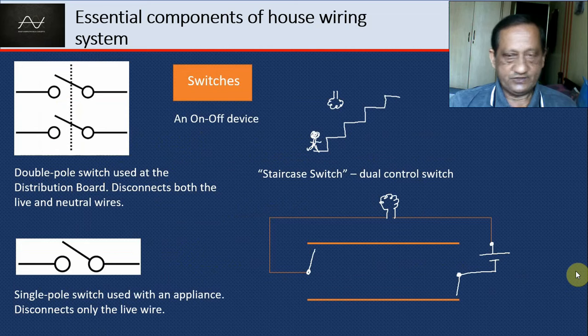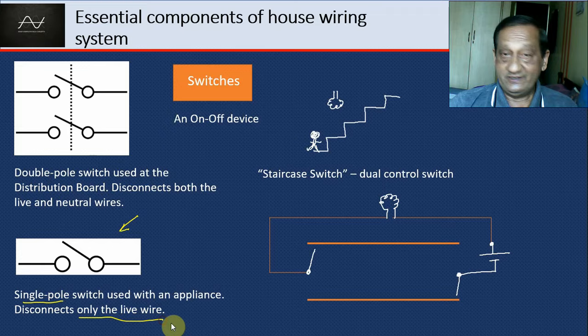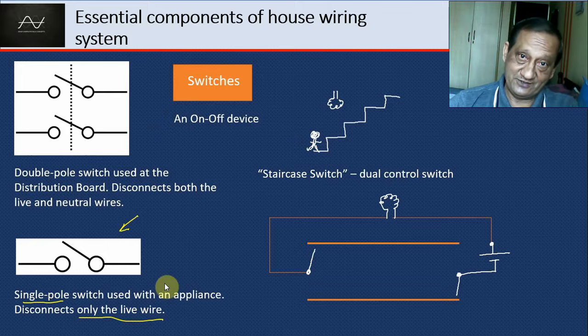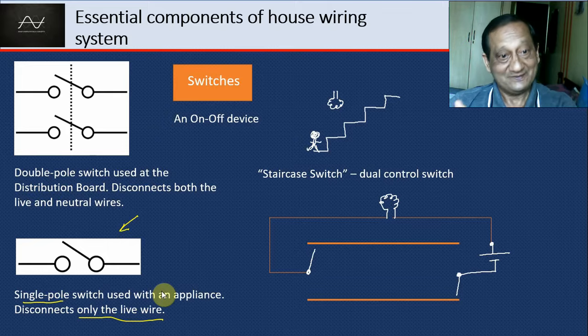Now, switches are just for connecting or disconnecting an appliance. The usual switch that you see, tuck, tuck, on your door, is like the single pole switch. It disconnects only the live wire and is connected to the live wire, not to the neutral. The switch should be connected before the appliance, just like the fuse is also connected before the appliance, not afterwards.